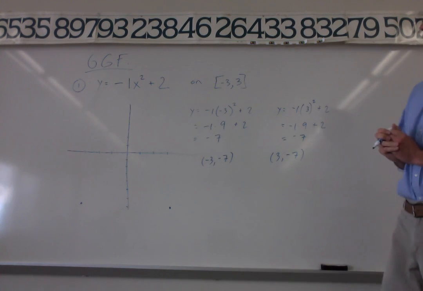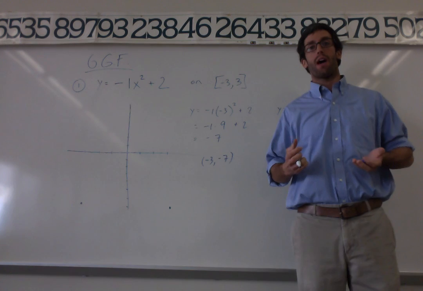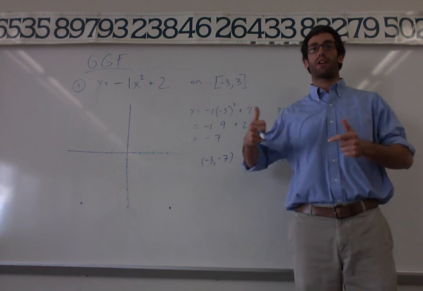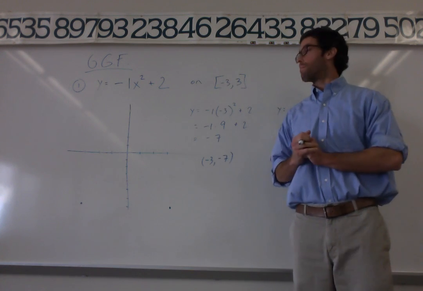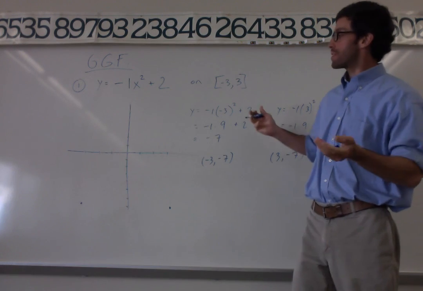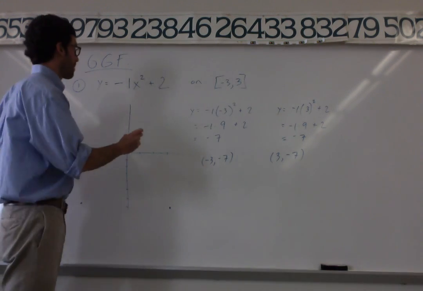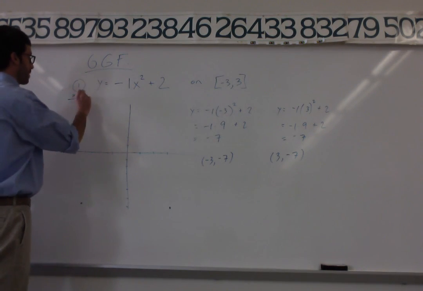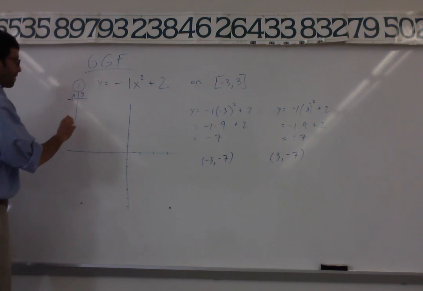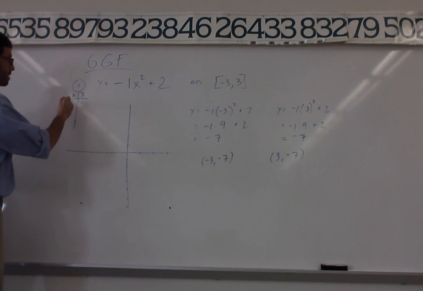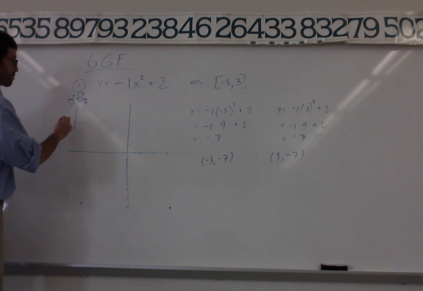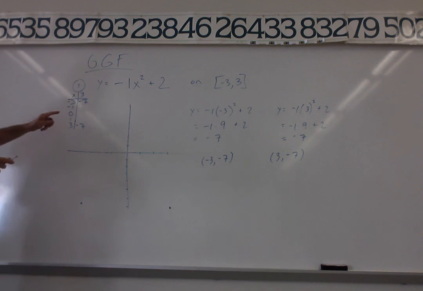And then we also want to find some points in the middle. Now, we know what the shape's going to look like because I just showed you, right? But let's just find some points, sort of filling in a table. We've already got negative 3, negative 7, and 3, negative 7. How about 0? How about one more for good measure? Negative 1, 1. So we plug in 0 for x.